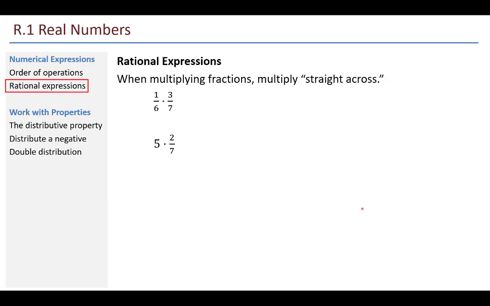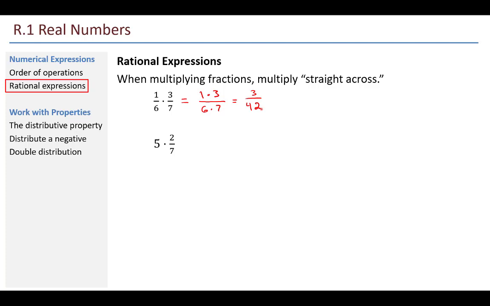Rational expressions, or in other words, fractions. How do we handle basic fractions? So when multiplying fractions, we multiply straight across. So numerators multiply with numerators. We get 1 times 3. Denominators multiply with denominators. 6 times 7. And we get 3 over 42.